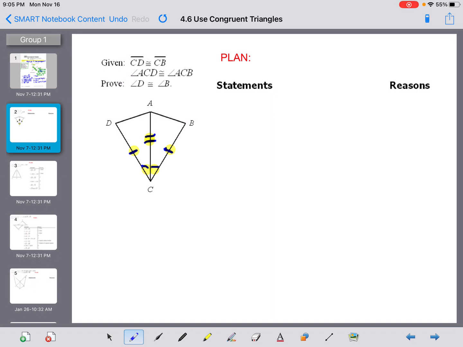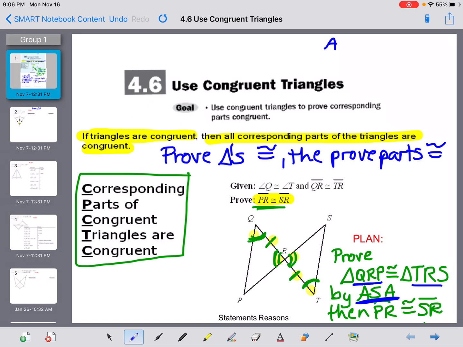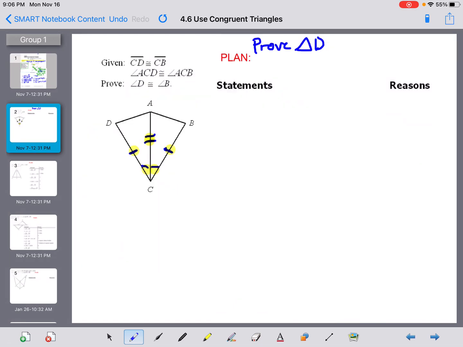Okay, we need to come up with a name. So we're going to prove in our plan our triangle on the left. Do you want to call that DAC? All right, DAC. DAC is going to be congruent to triangle, let's see, D was the one not marked, to A that they share down to C, so BAC.